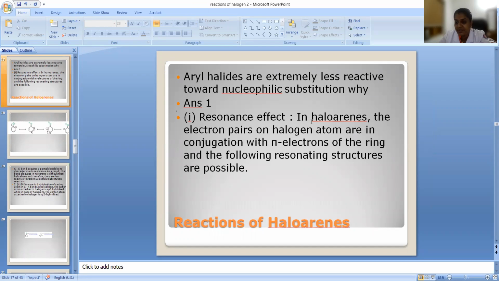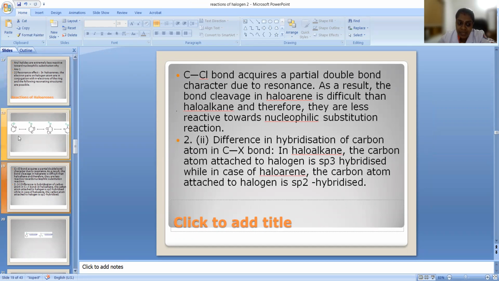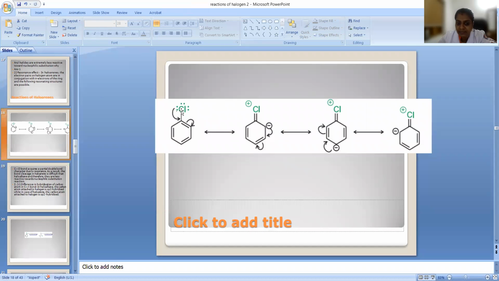Resonance effect. What is resonance effect? In haloarenes, the electron pairs on the halogen atom are in conjugation with the pi electrons. That's what we have seen, the resonance structures. So what will happen because of that? The C-Cl bond is not a single bond right now because it is getting a partial double bond character, right? Because this pair of electrons is shifting here, this C-Cl bond becomes a double bond.